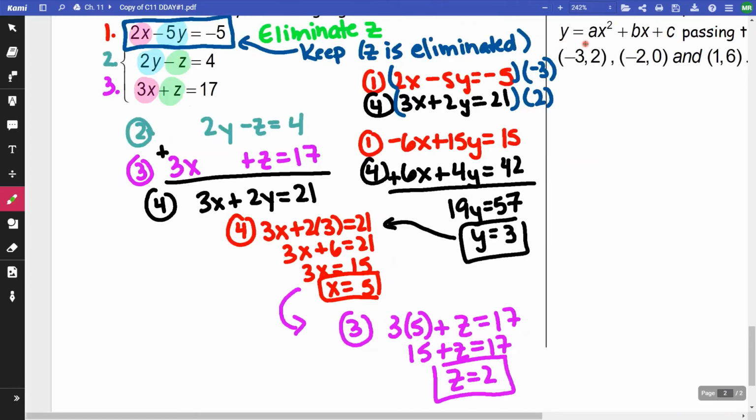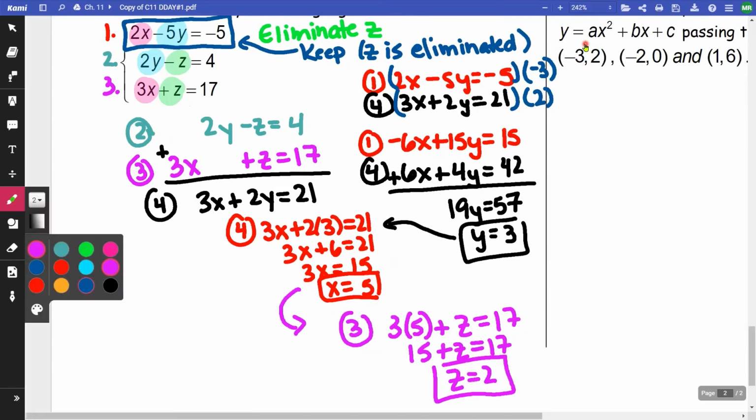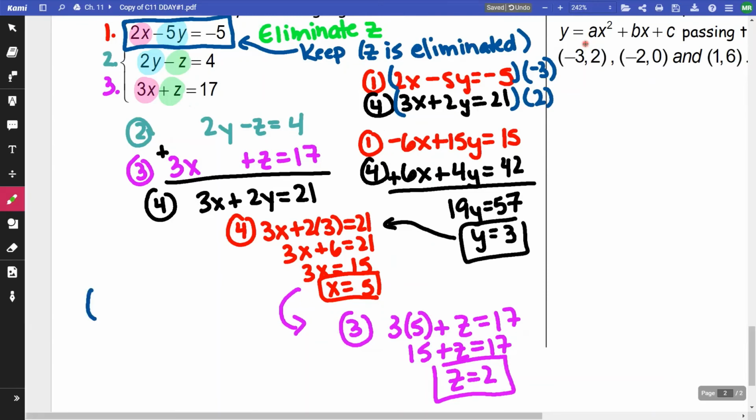So then my answer, my point of intersection, is going to be my x, which is 5, my y, which is 3, and my z, which is 2.